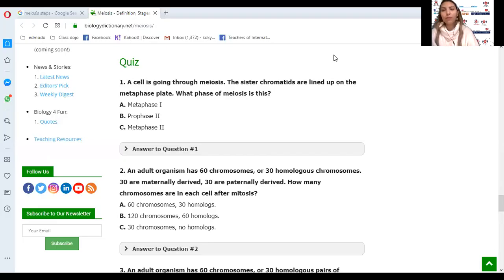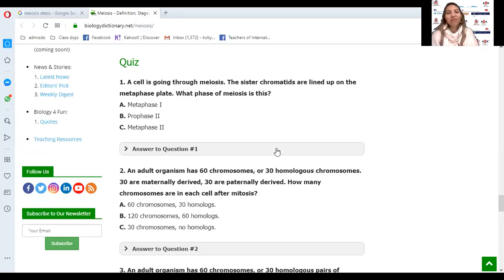So which phase? Who knows the answer? Raise your hand if you know. Who knows the phase in which the metaphase plate forms and the sister chromatids are aligned up? Yes, Hala? Can you hear me? Yeah, Hala. I think it's metaphase 1. Metaphase 1. So let's see the answer.